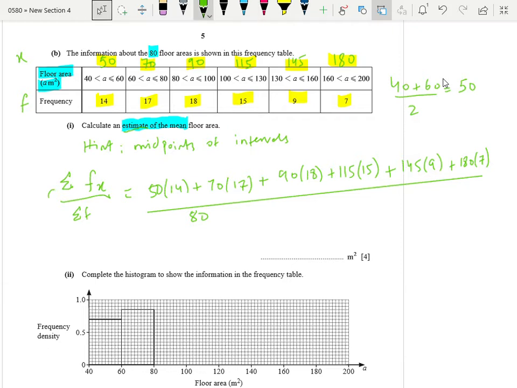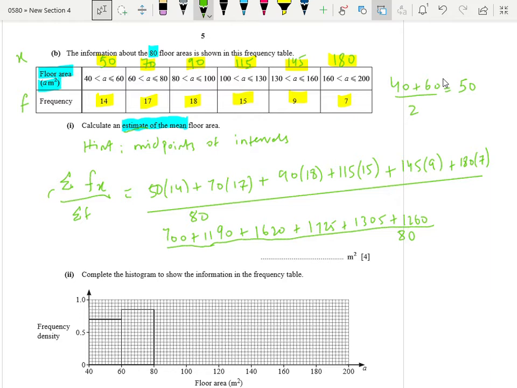So I'm getting 700 plus 1190 plus 1620 plus 1725 plus 1305, and then add that to 1260. All of these will be divided by 80. Don't forget that. Right?